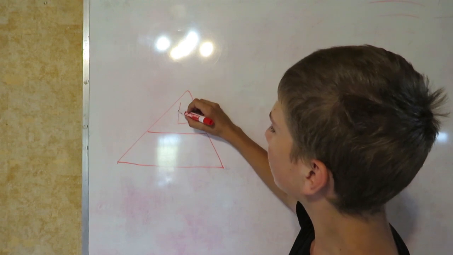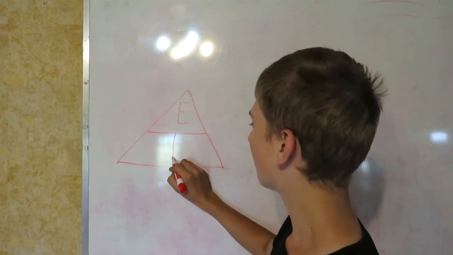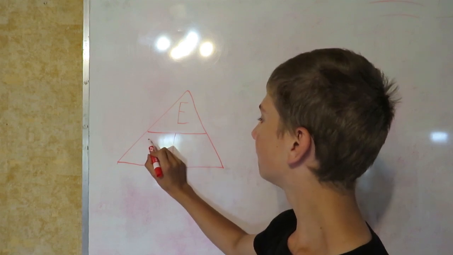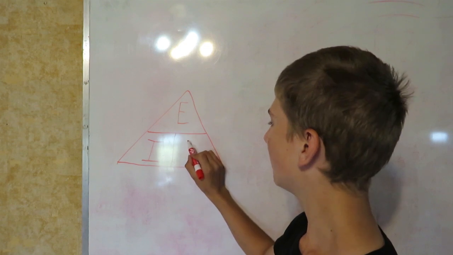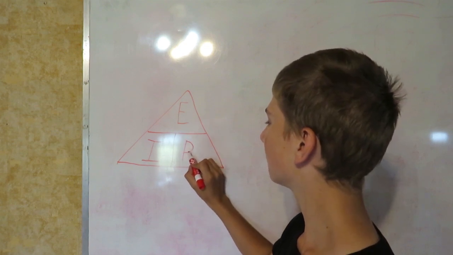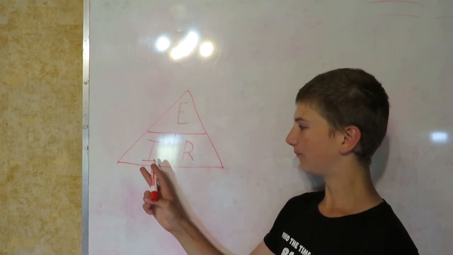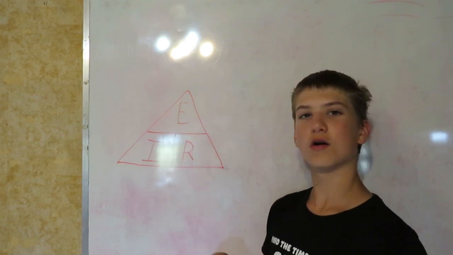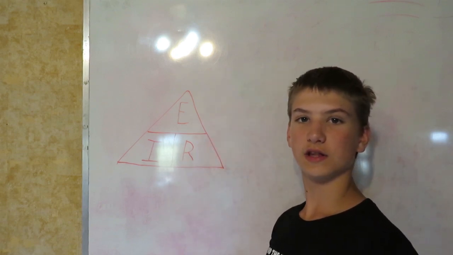So, E, electromotive force, or voltage. E is voltage. Next we have I, amperage, that's what I is, and R, resistance. So, E is voltage, I is amperage, and R is resistance. So now, knowing this right here, we can do our basic calculations.